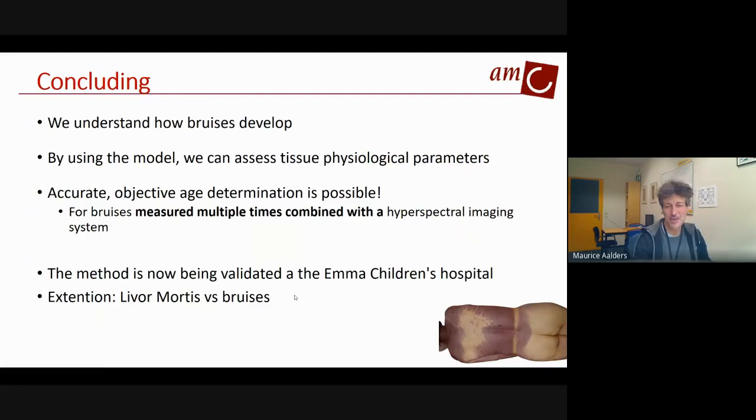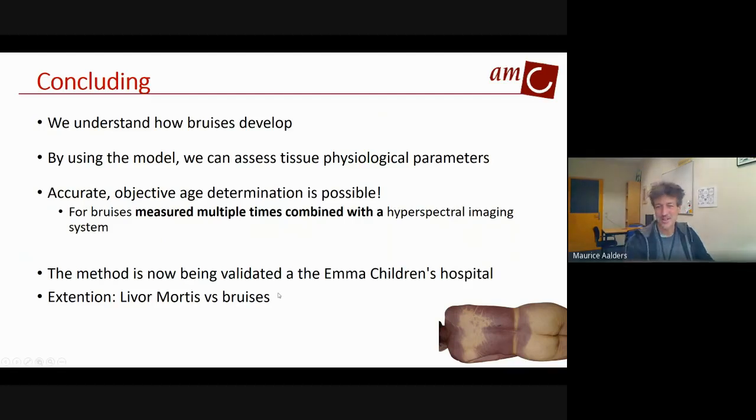So we understand now how bruises develop. By using the model and spectral imaging, spectroscopy, we can assess these physiological parameters. We have to measure multiple times in order to compare these measurements with our models to see if we can get the kinetics right. And the method is now validated at the Emma Children's Hospital and in a volunteer study among teenagers. They're doing that now.